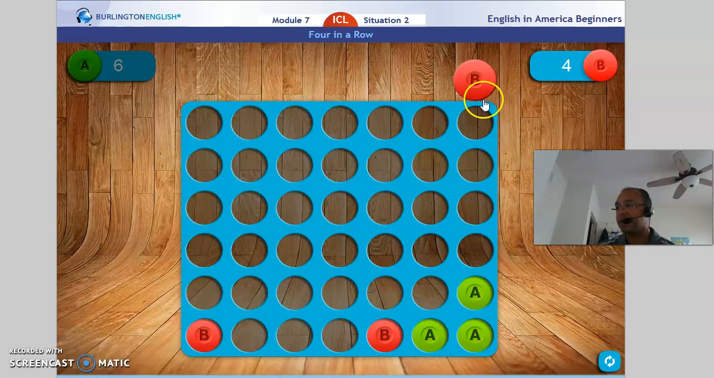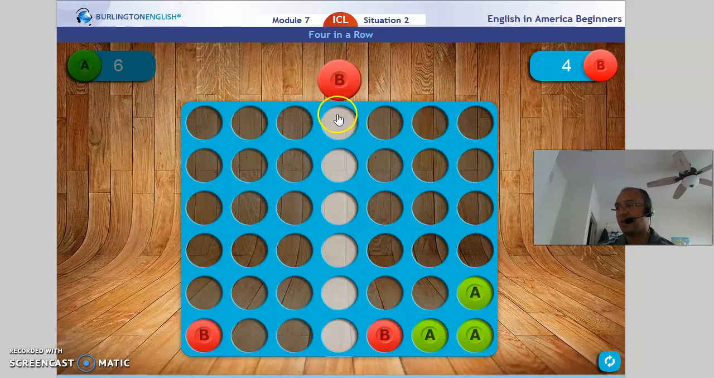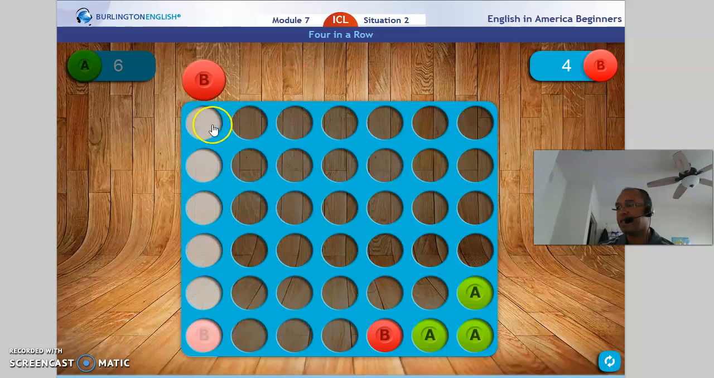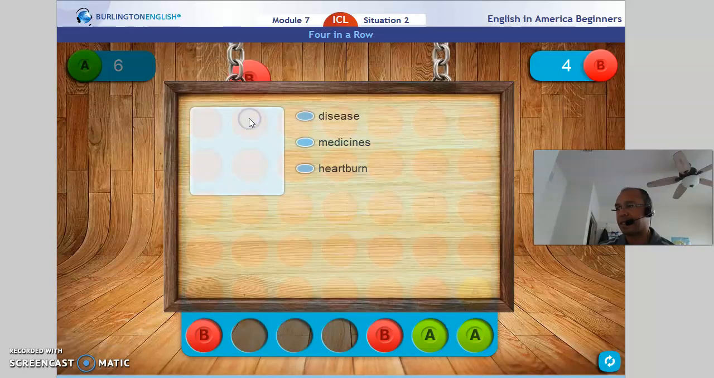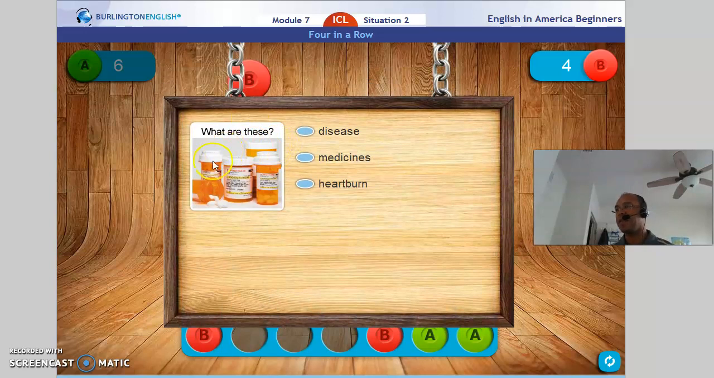Let's go to first, second, third, fourth, fifth, sixth, or seventh. Let's go to sixth. What are these? Are they diseases? Are they medicines? Or are they heartburn? Medicine. The correct answer is medicine.